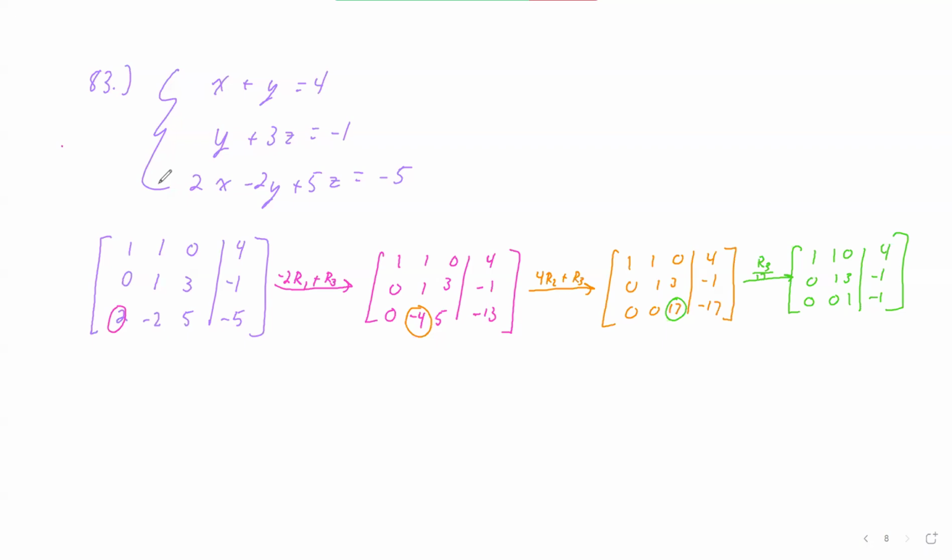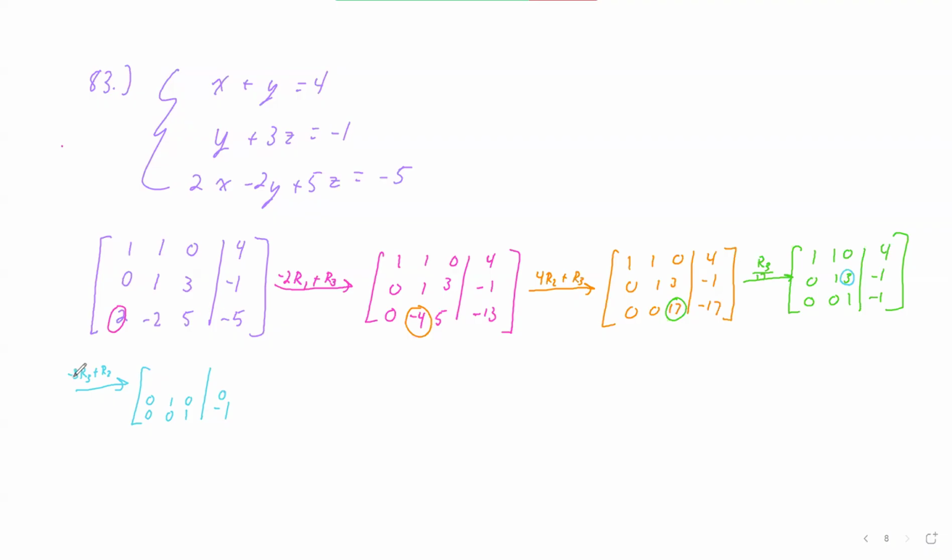This one's already a 0, which is nice. The only other thing I can do is turn this one into a 0. Can't quite turn this one into a 0 yet because I need this one to be a 0. So I'm going to do, let's do -3 times row 3 plus row 2. So -3 times 0 plus 0 is 0. -3 times 0 plus 1 is 1. -3 times 1 is -3 plus 3 is 0. -3 times -1 is +1 plus -1, which is 0, right?